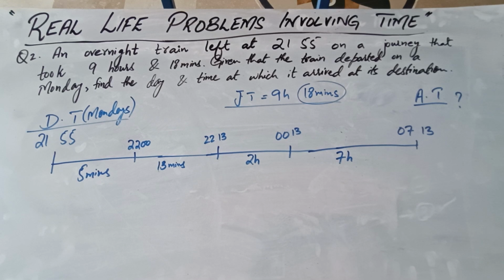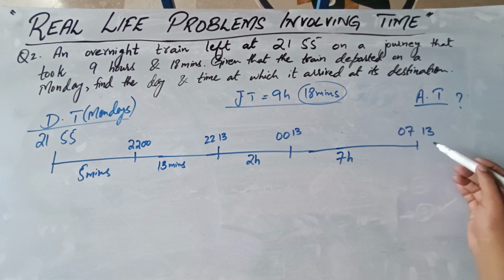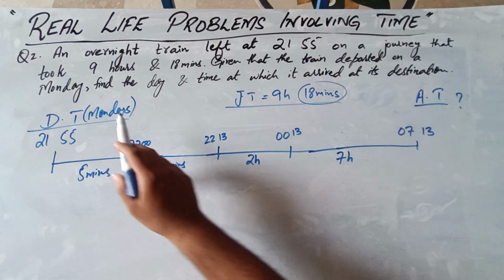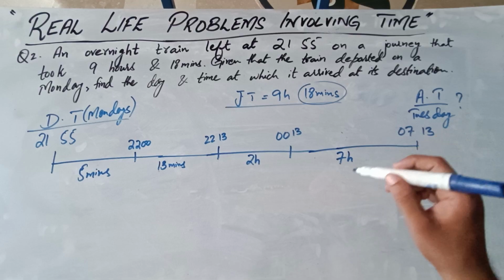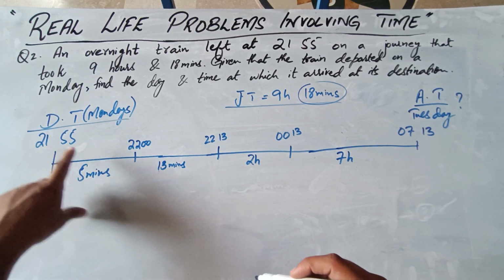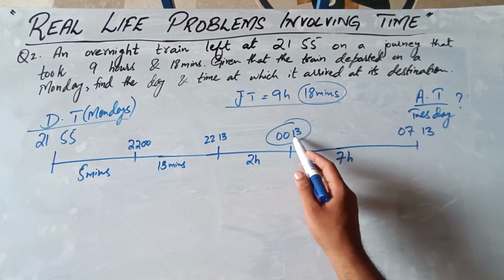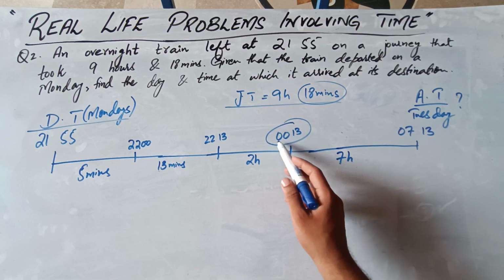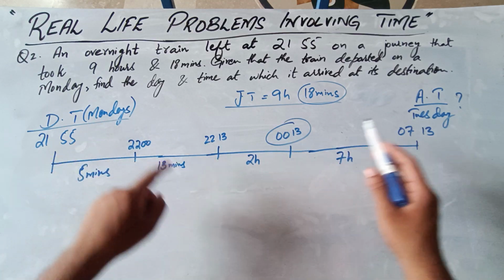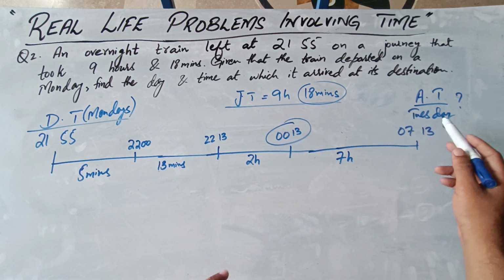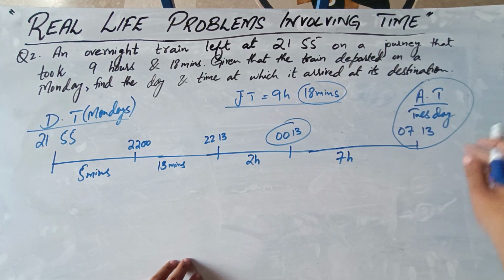So now we got the value of the arrival time. We know when the train has arrived. But what is the day? Now the day has changed to Tuesday. Why is it Tuesday? Because the clock was at 21:55, and when the clock reached 00:00, the day changed, 13 minutes before this point. So when the clock was at 00:00, it means the day changed from Monday to Tuesday at this point. And when the train arrived, the day was Tuesday.